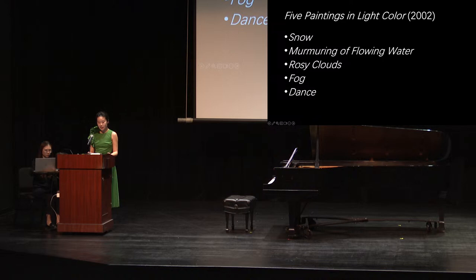Five Paintings in Light Color is a piano suite that consists of five short pieces, which are respectively titled Snow, Murmuring of Flowing Water, Rosy Cloud, Fog, and Dance. Gong Xiaoting suggests that music, paintings, and literature are interlinked. In terms of impressionist paintings, the most unique characteristic might be the change of light and color that is used to express the impression captured by the artist in the moment.